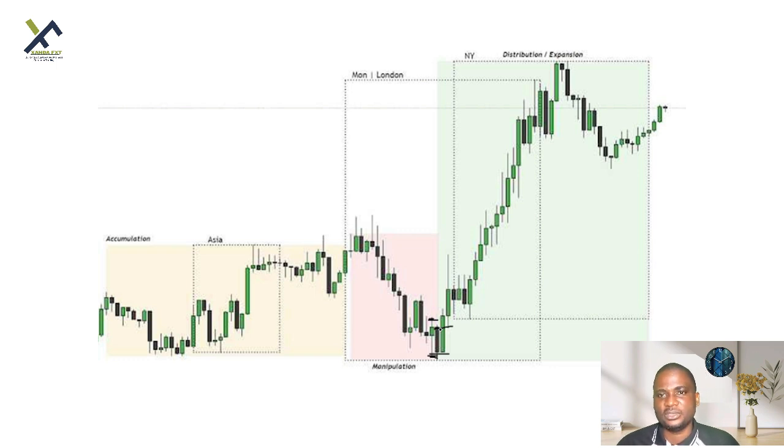But once you have confirmed the accumulation and confirmed the manipulation, and you have spotted a candlestick pattern, now you can enter your trade and maximize your profit. I believe that you have learned something from this video. In my next video, I'll be showing you how to use a golden strategy called ICT Silver Bullet in maximizing your profit.